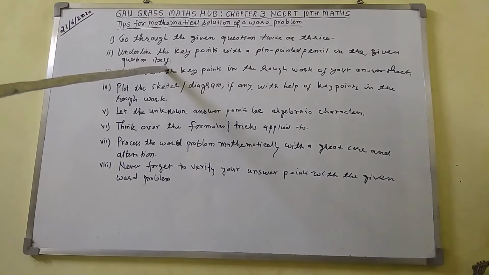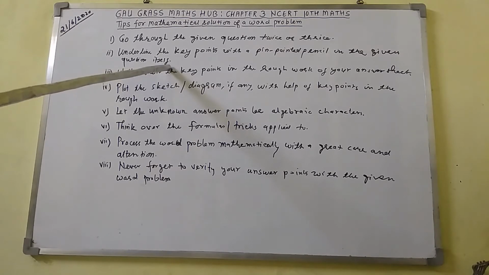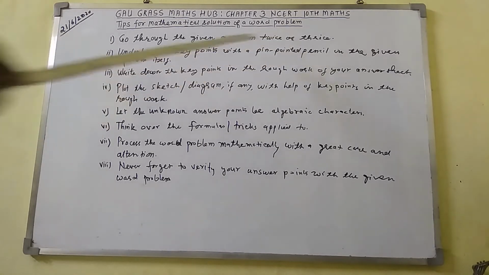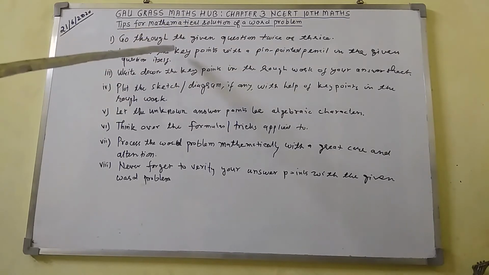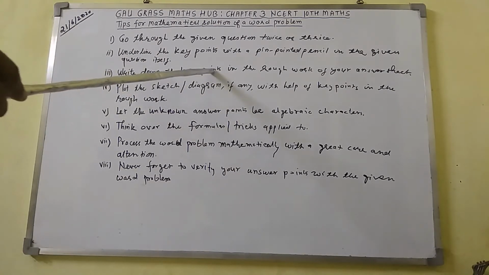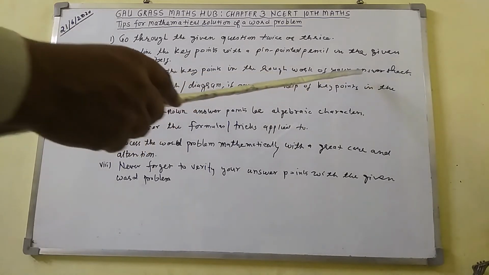Now, the question paper is with you. After finishing going through the question twice or thrice, take a pin-pointed pencil and only underline the key points therein. After that, proceed towards point number 3. Write down the key points in the rough work of your answer sheet.